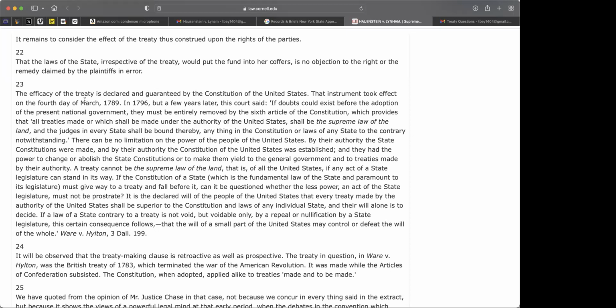If the Constitution of the state, which is the fundamental law of the state and paramount to its legislature, must give way to a treaty and fall before it, can it be questioned whether the less power, an act of the state legislature, must not be prostrate? Is it the declared will of the people of the United States that every treaty made by the authority of the United States shall be superior to the Constitution and laws of any individual state, and their will alone is to decide? If a law of a state contrary to a treaty is not void, but voidable only, by repeal or nullification by a state legislature, this certain consequence follows, that the will of a small part of the United States may control or defeat the will of the whole. Ware v. Hylton, 3 Dallas 199. All right.